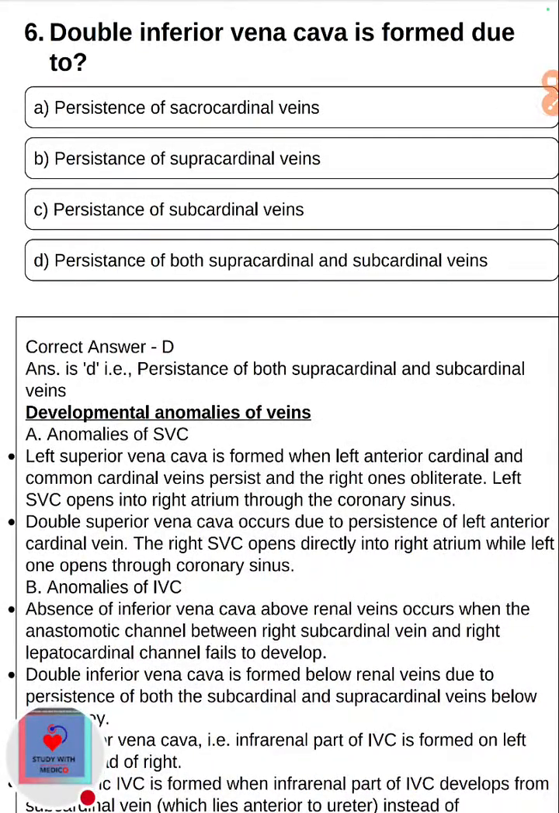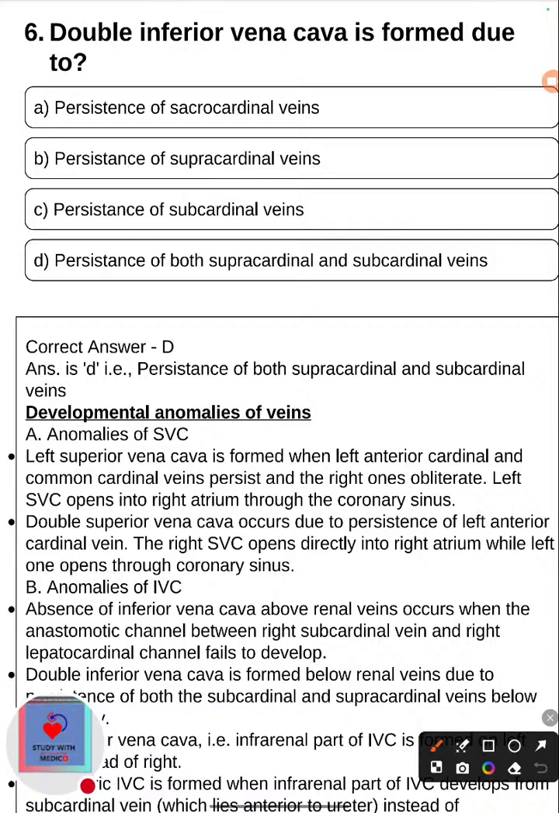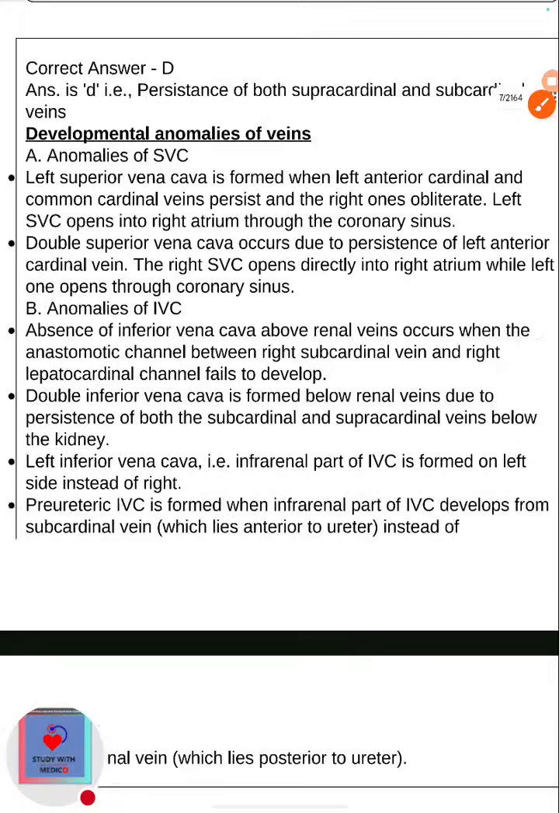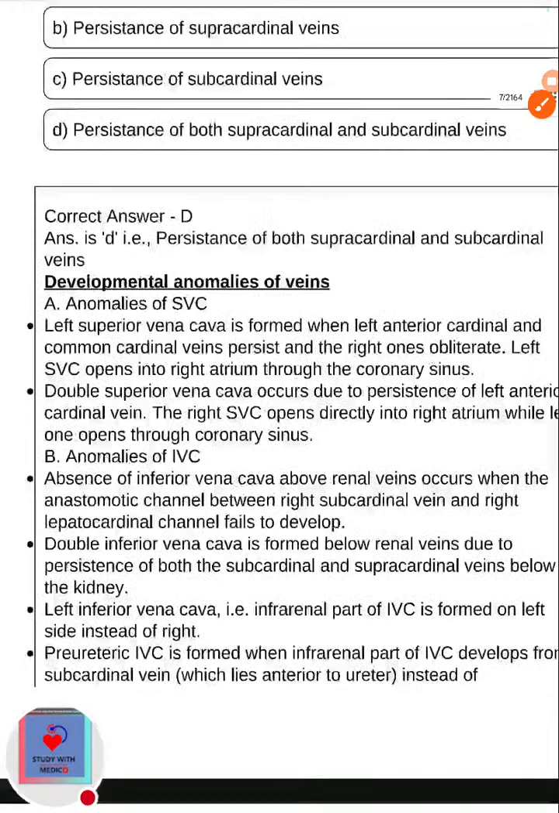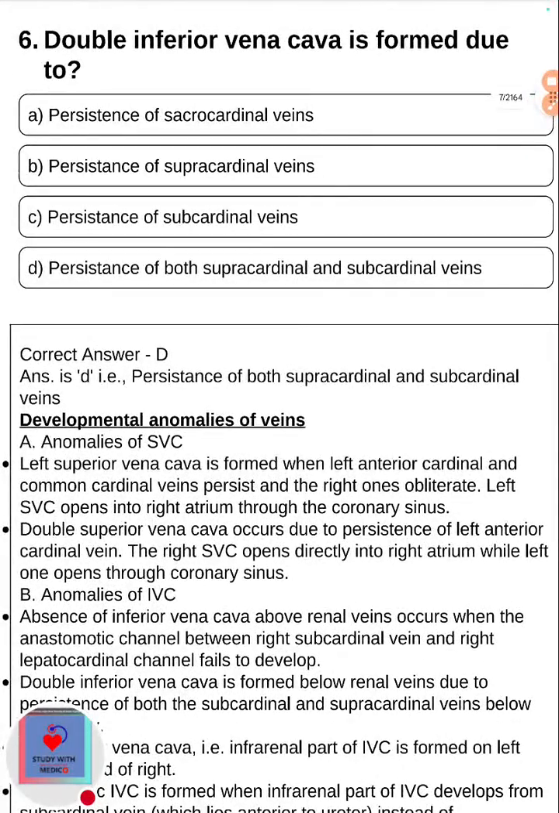So double inferior vena cava is formed due to persistence of supracardinal and subcardinal veins. These are developmental anomalies of veins, so first you will understand the development.